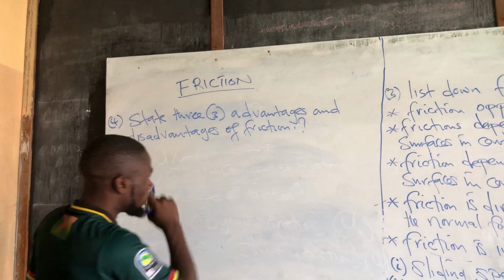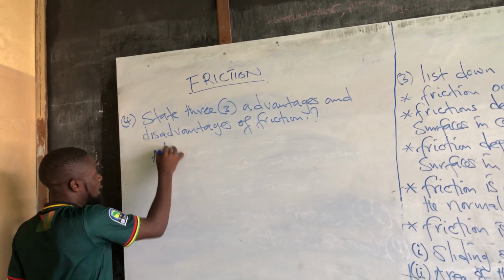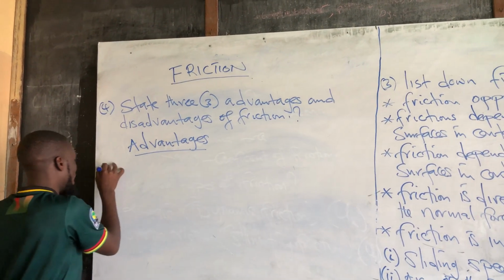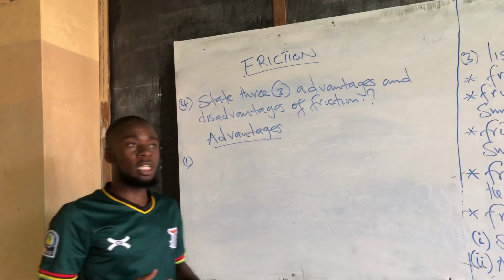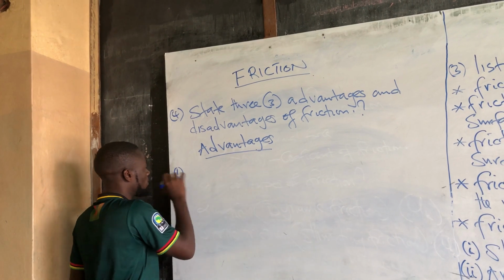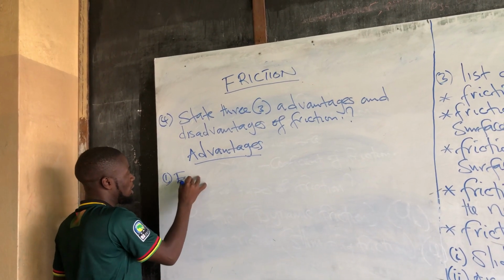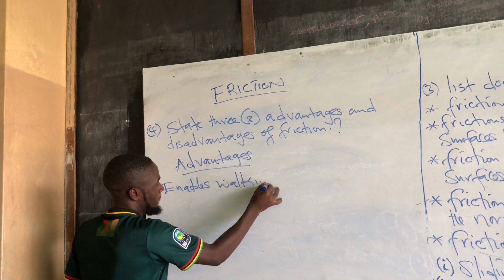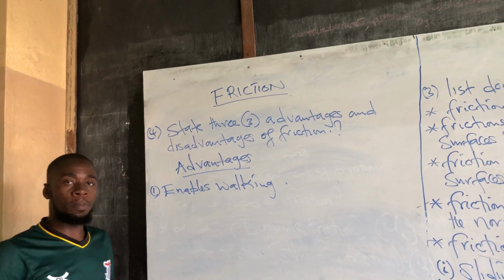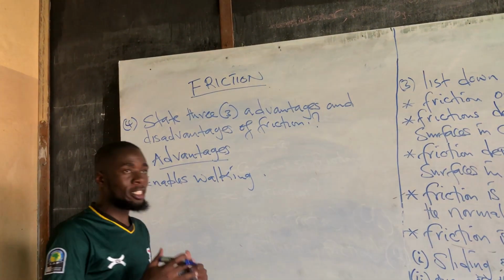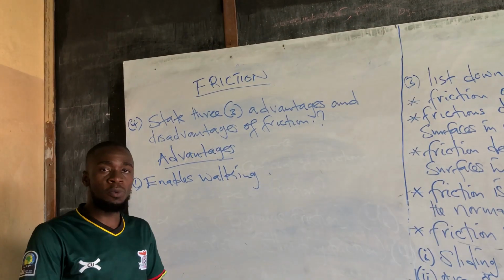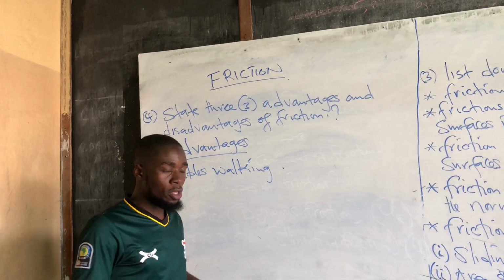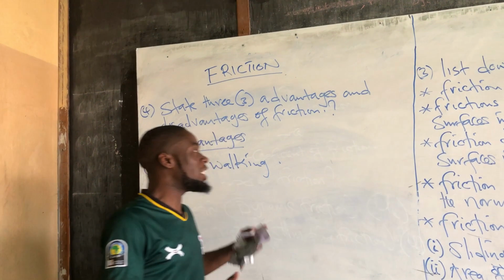Okay. Number 1, let's talk about the advantages there. So the first advantage of friction is that friction enables walking. We are able to walk because of friction. Because I said friction is just the roughness of the surface. If the surface is smooth, you can easily fall down. But because of the roughness of the surface, we are able to walk without slipping because of friction. So it enables walking.